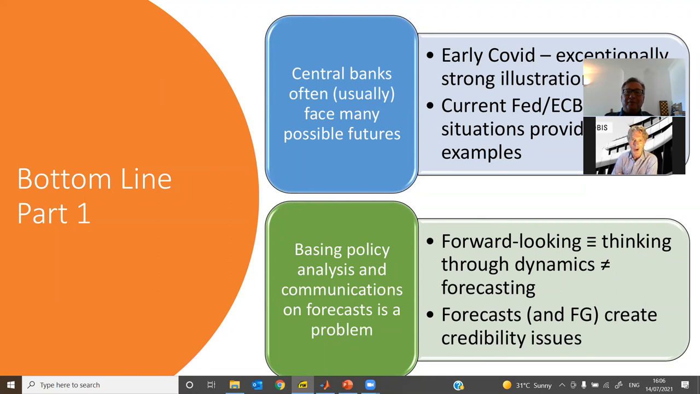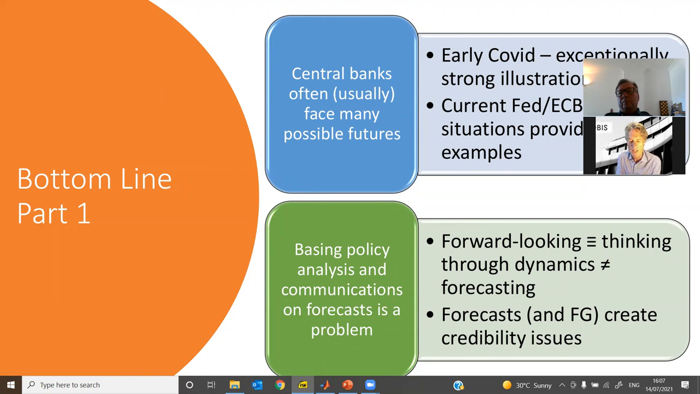But the reason for being concerned about putting forecasts front and center stage is what you see on the screen: the point that central banks usually face many possible futures rather than a singular future. There is not one singular future. Now, we've just been through some experiences, and we're still living through some experiences, which really illustrate that strongly. At the beginning of COVID, there was no way that we could tell when the vaccine was going to arrive, how long we would stay in it. The range of reasonable scenarios was massively wide.